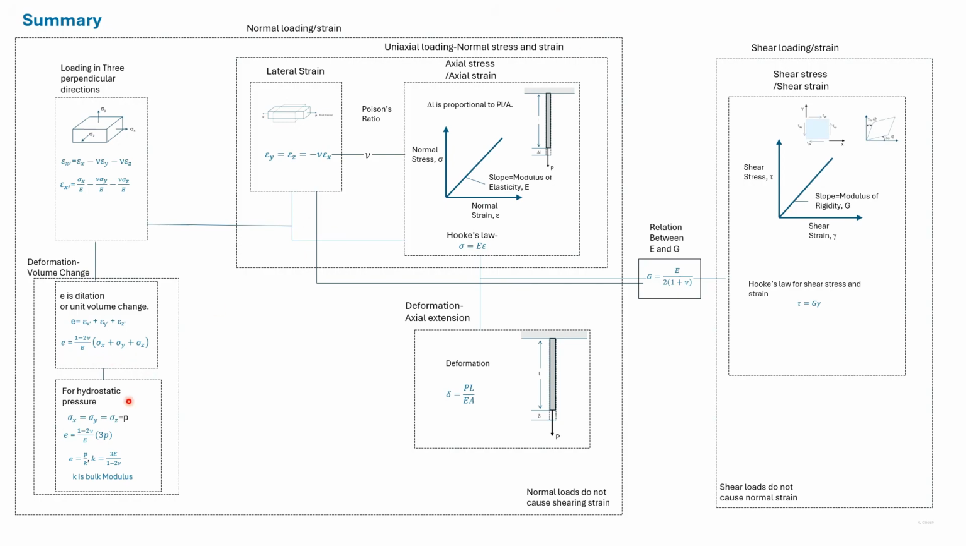Hydrostatic pressure is a special case of this formula, where all the 3 perpendicular stresses are equal to P. So dilation is given by this expression. E can be given in terms of P and K, where K is the bulk modulus.